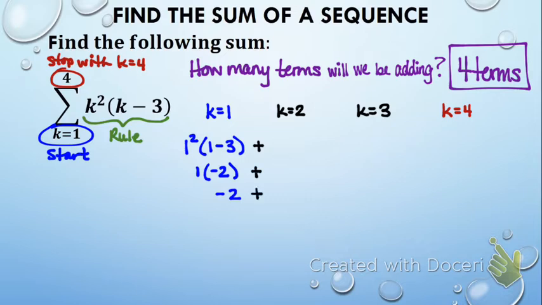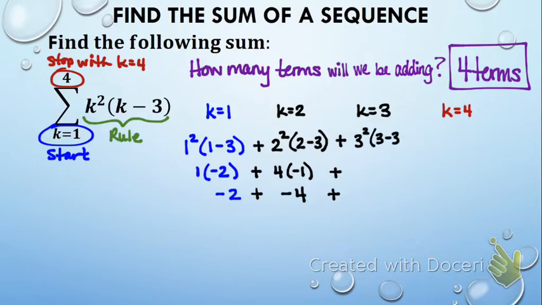And now I'm going to put 2 in the place of k. So I have 2 squared times 2 minus 3. What is this going to simplify to give me? Negative what? -4. I just couldn't hear you. Because we're going to have 4 times -1. So this adds to -4. And then we put 3 in the place of k, so 3 squared times 3 minus 3. How will this simplify? 0.